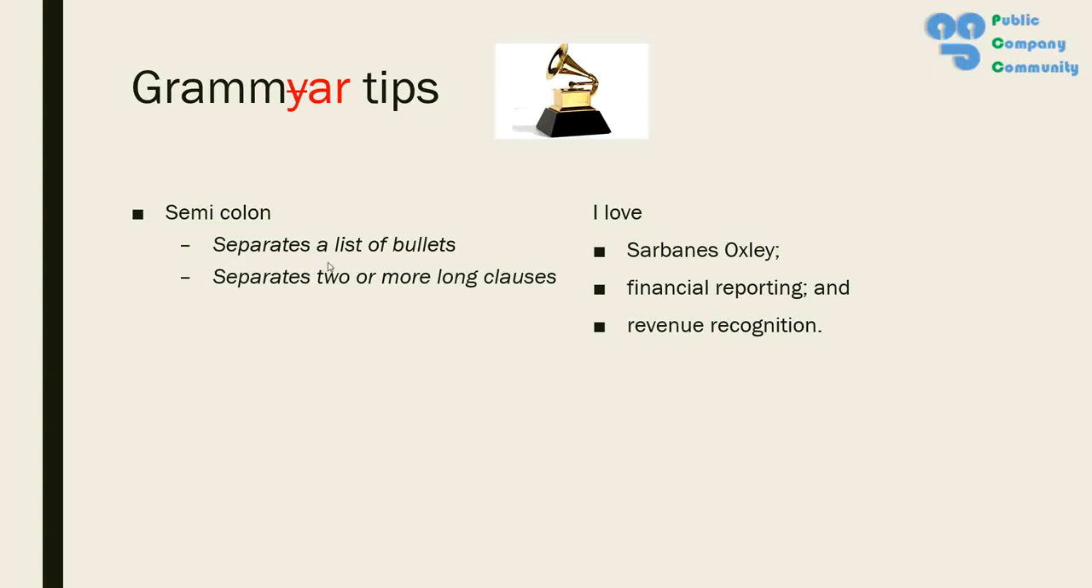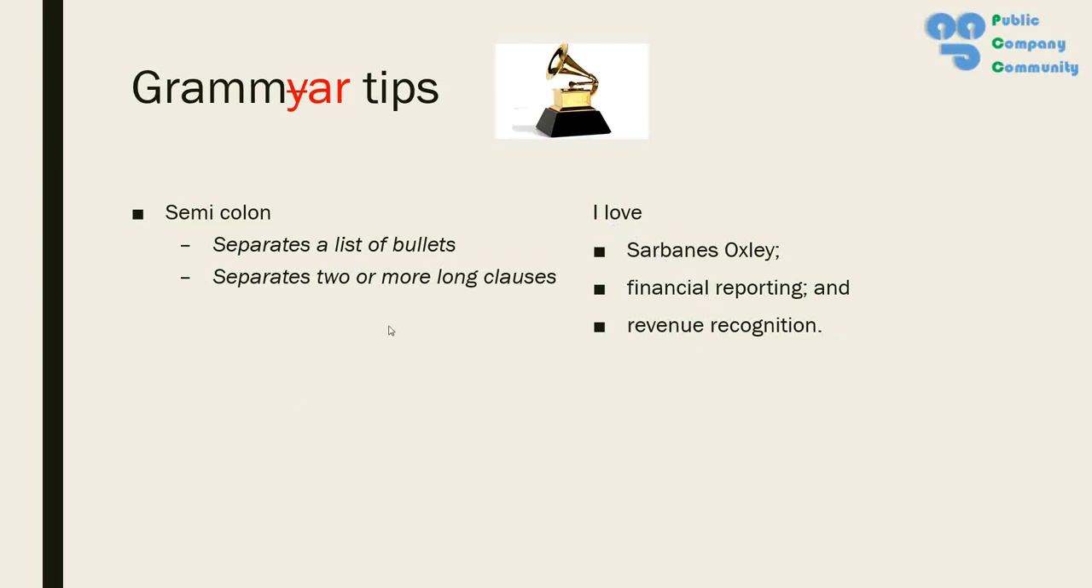One way to use semicolons is to separate a list of bullets, kind of like the comma would separate three or more items in a list. So for example, I love Sarbanes-Oxley; financial reporting; and revenue recognition, period. So it's kind of like a flowing sentence with the bullets in there.